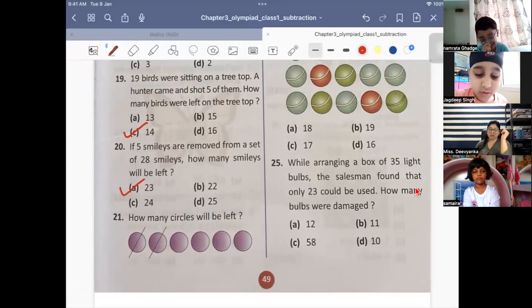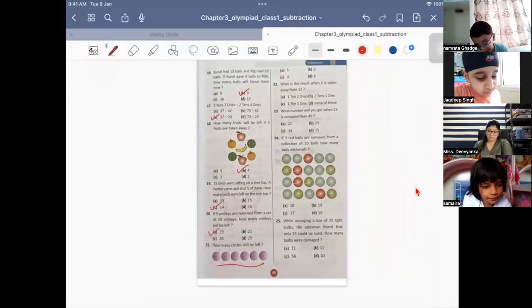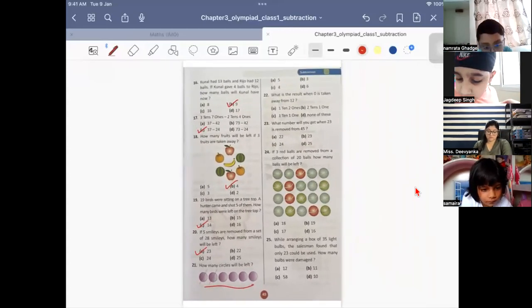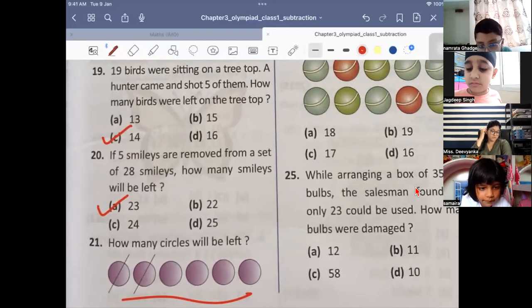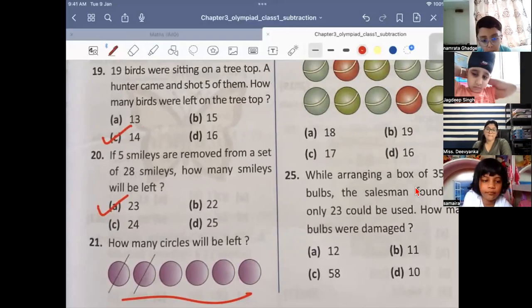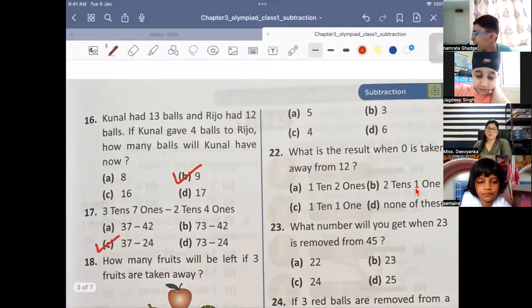How many circles will be left after solving this? Here are your options. First, look at this, solve it, and then we'll look at the option. Done? How many circles will be left? 4. Okay. Let's go to option C.